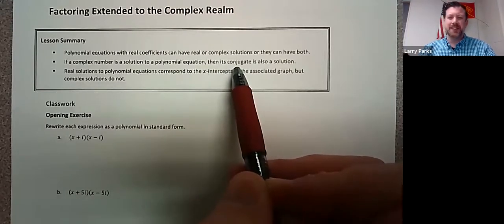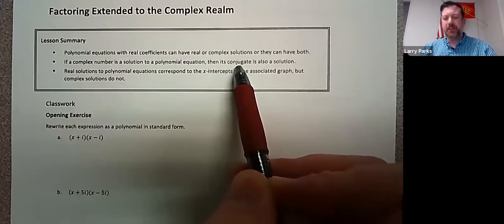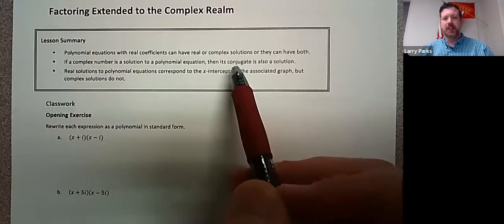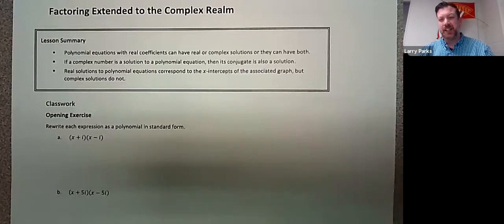So what that means is, let's say you know that 3i is a solution. If 3i is a solution, then that would mean that negative 3i is also a solution. If negative 6i is a solution, then positive 6i is a solution. If 2 plus 3i is a solution, then 2 minus 3i is a solution.